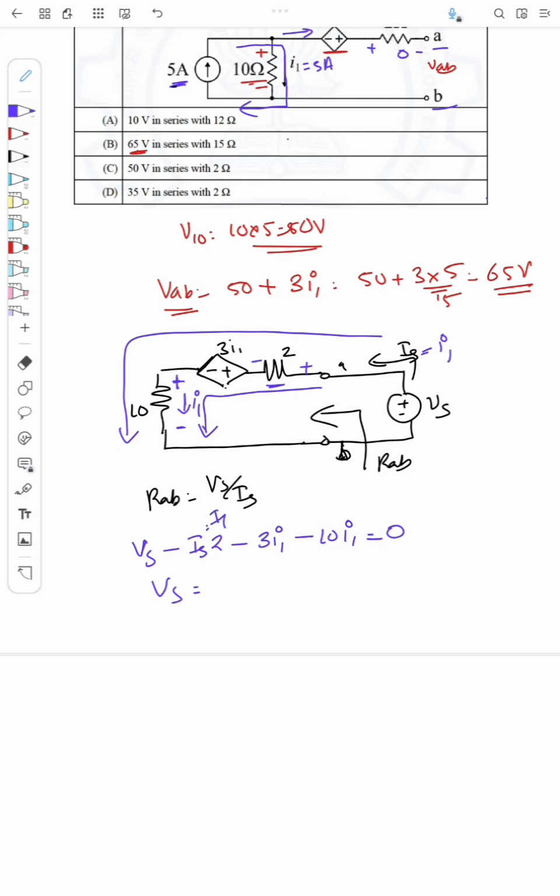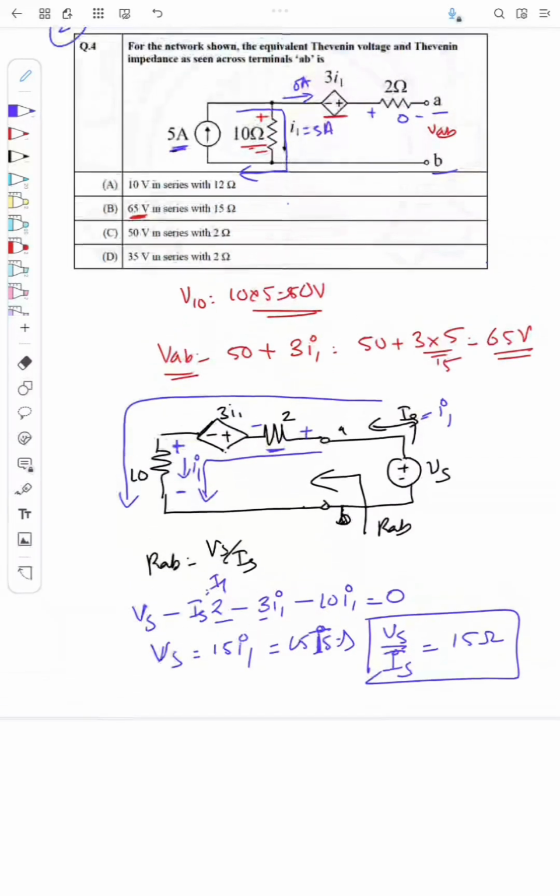So this is actually 2I1. So 2 plus 3 is 5, 5 plus 10 is 15. So 15 I1 is Vs, and this is equal to 15 Is. So what is Vs by Is? Vs by Is is 15 ohm. So the answer is B.